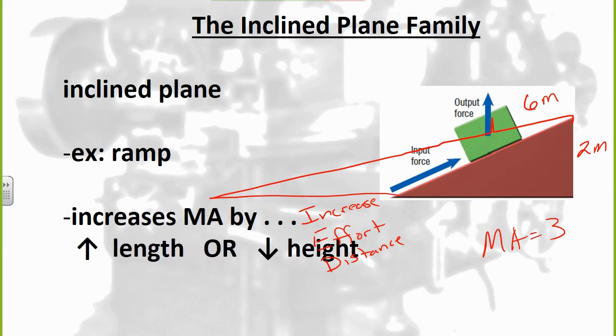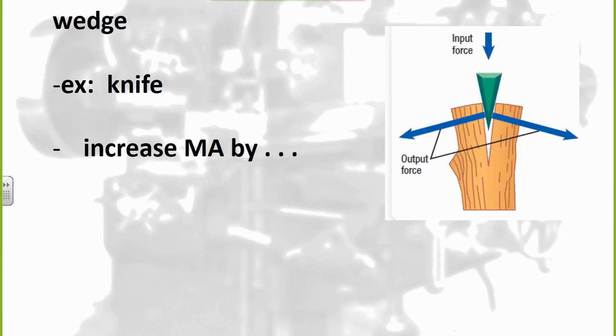Now, you also have a wedge. And a wedge is kind of like having 2 inclined planes glued together.